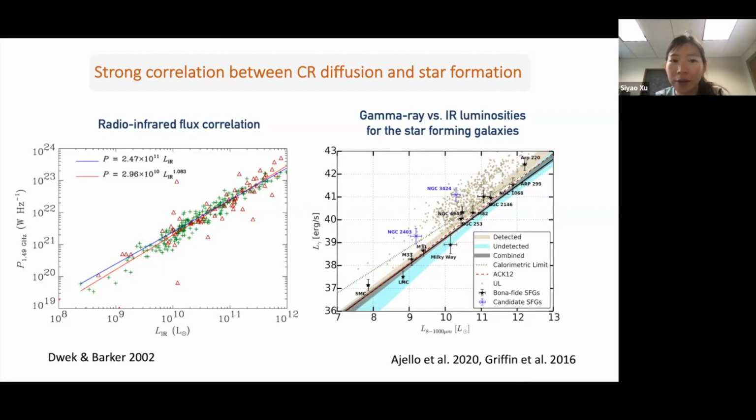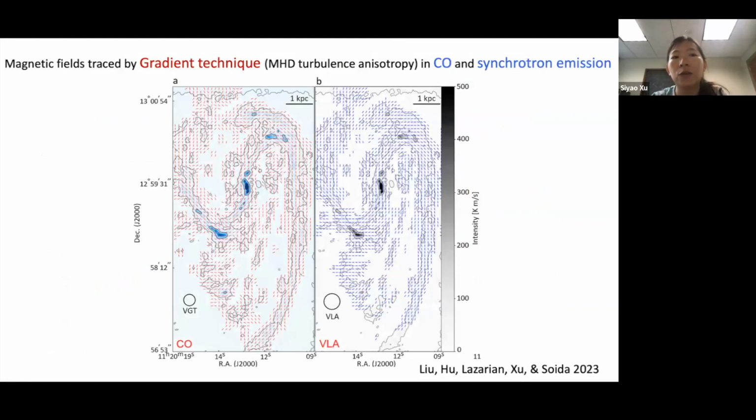I would like to show another example. I think it's a really nice illustration of the close correlation among the three: MHD turbulence, cosmic rays, and star formation. This is some of our recent study using a new technique for measuring magnetic fields in turbulent media. It's called the gradient technique. This technique is based on the anisotropy of MHD turbulence, which I will talk about a bit later. We then trace the magnetic fields in nearby Seyfert galaxies.